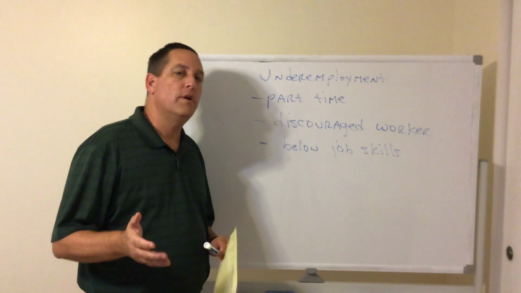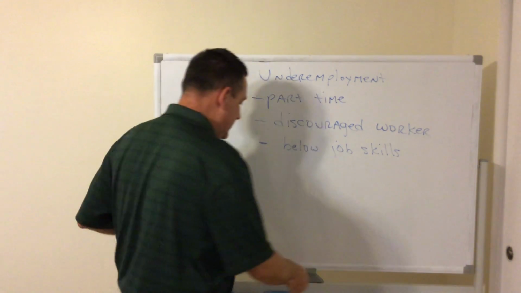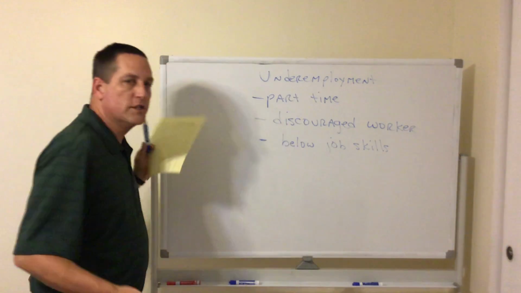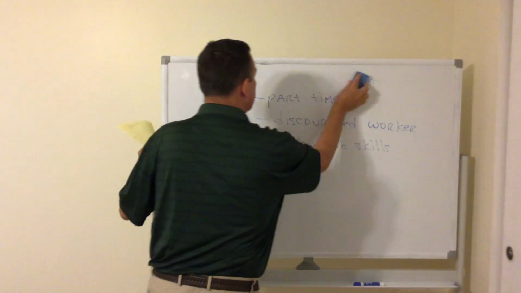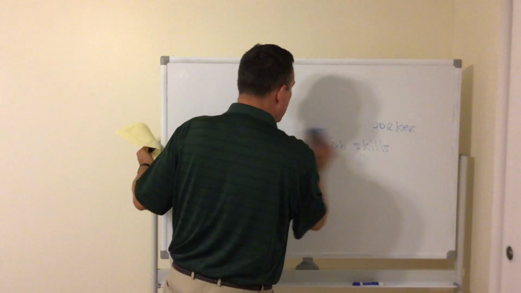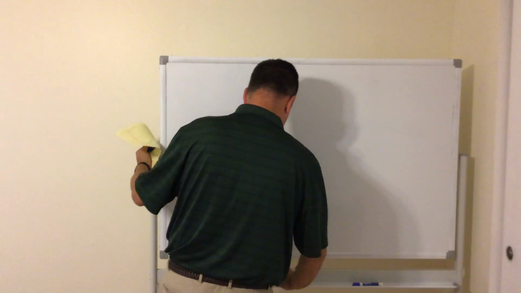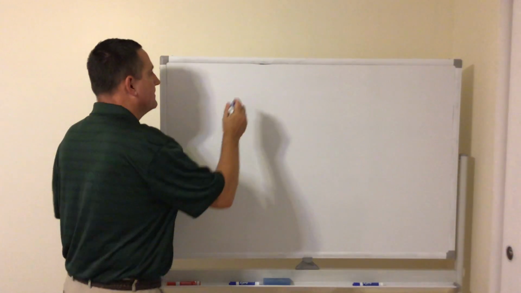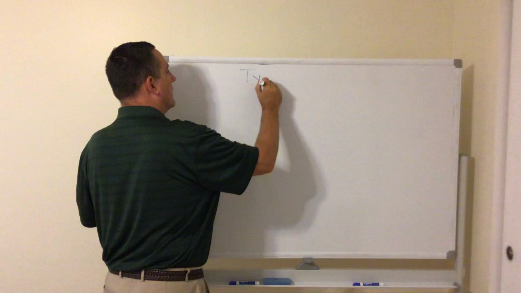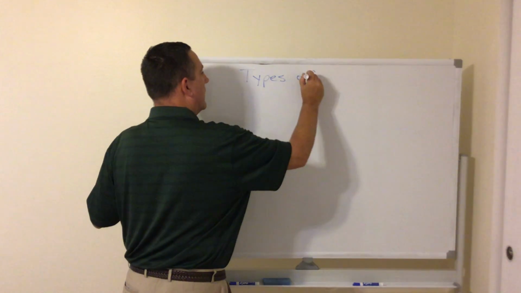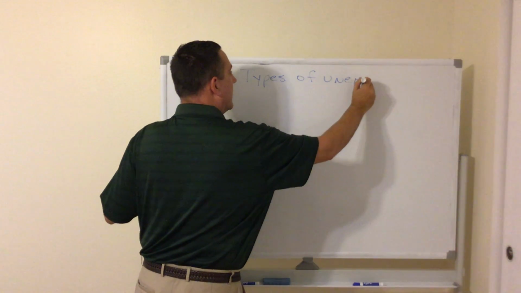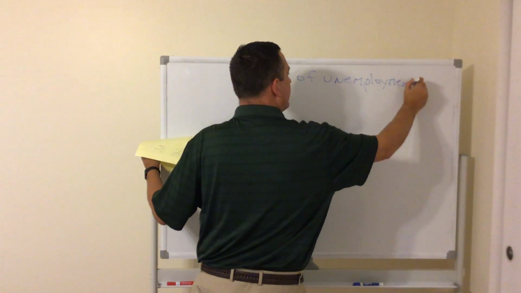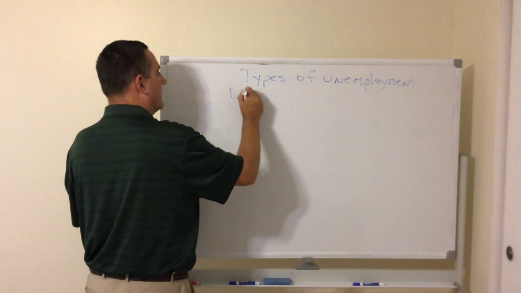All right, so unemployment is the most commonly used statistic to measure how the economy is doing. But what causes people to lose their jobs? There are 5 types of unemployment. The first type of unemployment is frictional.